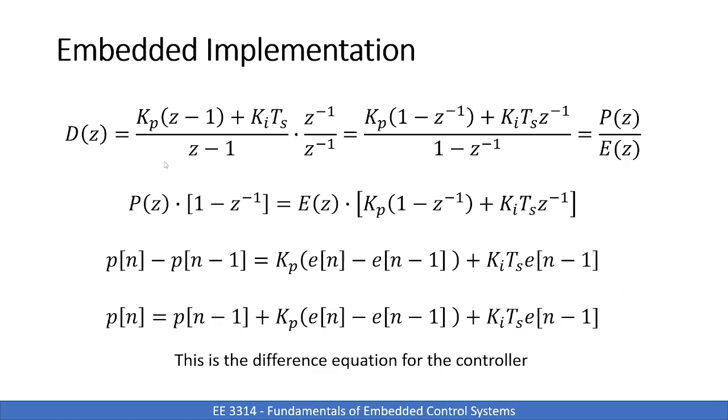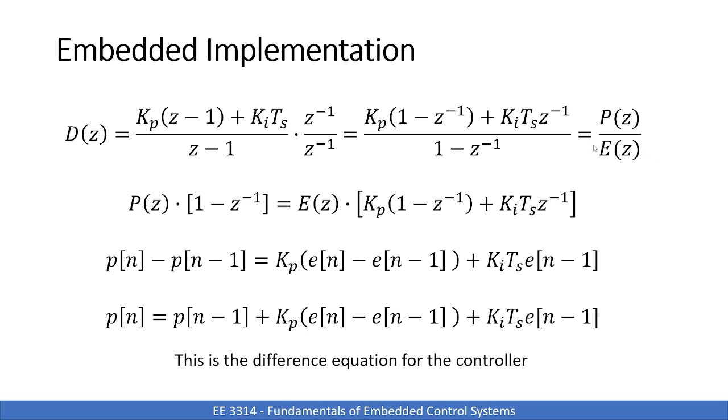Okay, so we want to convert this to something in terms of z inverse, because we're going to be looking at delayed samples instead of future samples. This is going to be more of a causal system. So we can just multiply that z transform polynomial ratio by z inverse over z inverse. If we do that, we get kp times (1 minus z inverse) plus ki Ts times z inverse, over 1 minus z inverse. Of course, that's equal to P(z) over E(z).